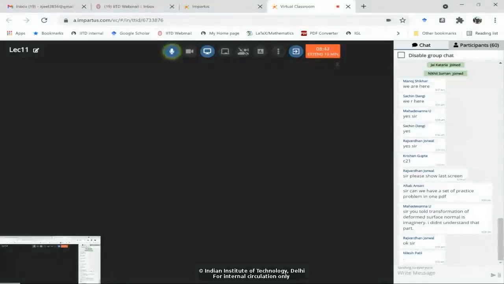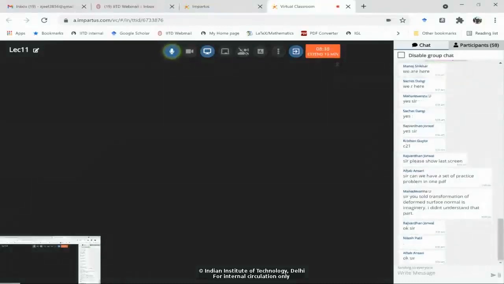So, Mahadevna is saying, you told transformation of deformed surface normal is imaginary. I didn't understand that part. Okay, so what I meant is that surface normal is not something through which you have material particles passing through. So when you track the deformation of a surface normal, you are not tracking material particles. Okay, because surface normal itself is an imaginary line. Surface is a material surface, so on surface you have particles, but normal to the surface is not a material line.